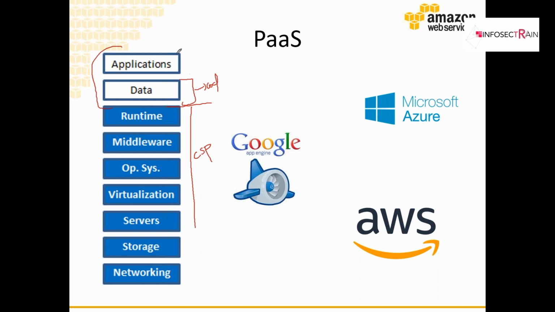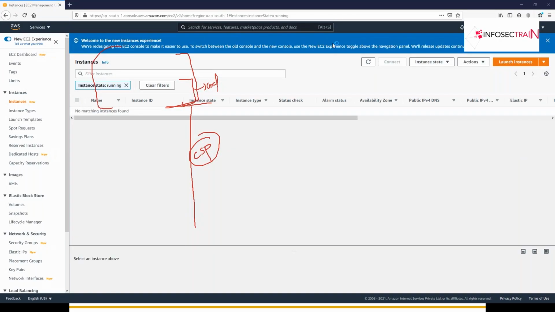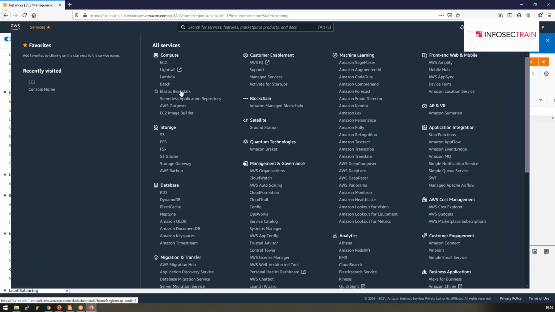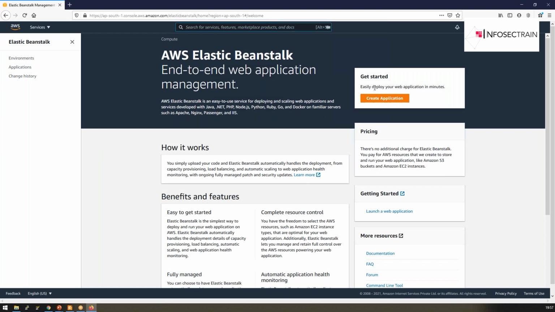So team, what is the risk involved in this? See here, basically you are relying a lot more on the cloud service provider. Let me give a simple example. I'm going to my AWS platform or Azure or whatever it is. In this platform, I'm going to a service called Elastic Beanstalk. The Elastic Beanstalk is basically, we can say, a PaaS platform.